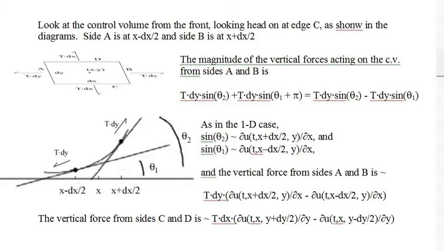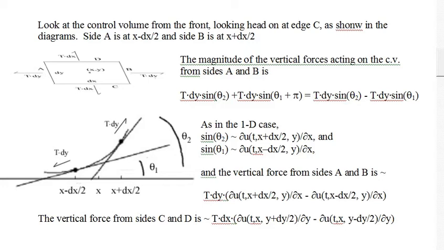Consider the x direction and imagine looking at the surface head-on so that the thin sheet appears as a horizontal line. And consider the forces acting on sides A and B of the control volume. Why, it's the same diagram we used in the 1D derivation, except that now the tension is T times dy instead of just T. And exactly the same analysis applies.